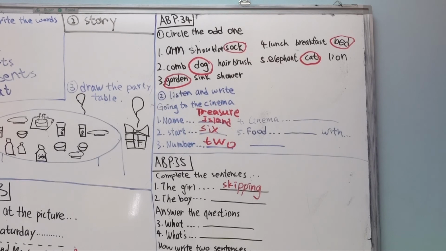Number 4. Where can we buy food? Isn't there a cafe at the cinema? Yes, it's next to the cinema shop.